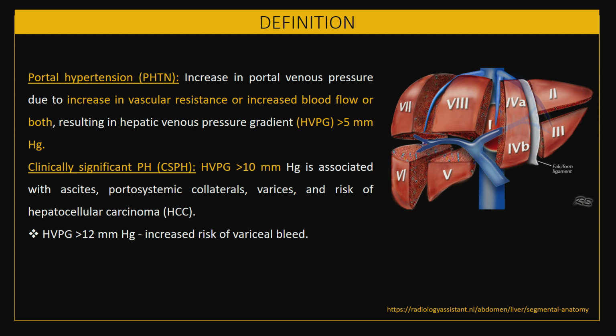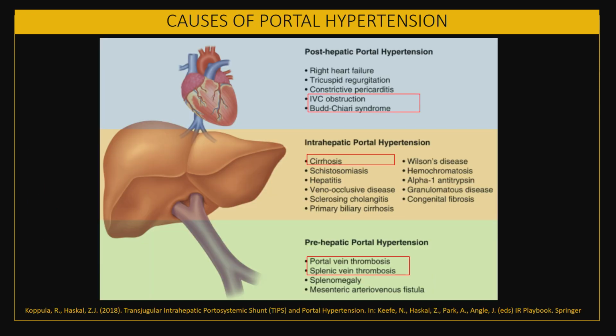When does it become clinically significant portal hypertension? When the hepatic venous pressure gradient increases to more than 10 mm of mercury. What are the complications that can happen in cases of clinically significant portal hypertension? Ascites, portosystemic collateral development, because the body tries to auto-regulate and decrease the hypertension by either the pre-existing collaterals or the new development of portosystemic collaterals. You can have variceal bleed, which is a significant morbidity associated with portal hypertension, and the risk of hepatocellular carcinoma. When the HVPG is more than 12 mm of mercury, there is high risk of variceal bleed, so we need to treat all those cases.